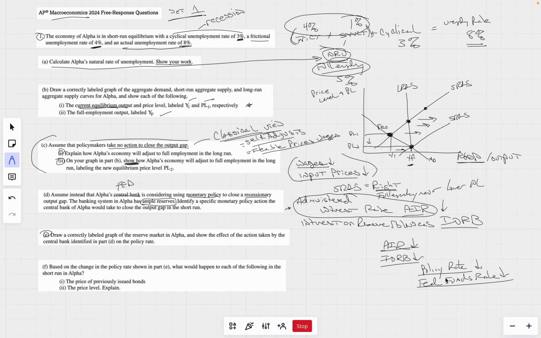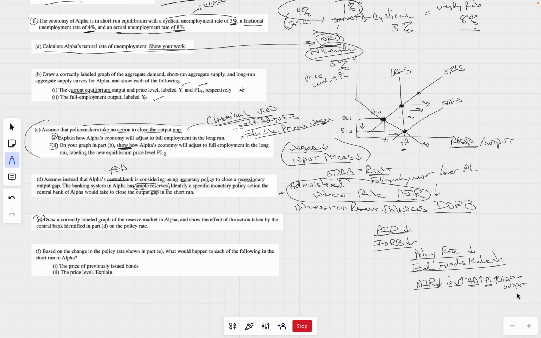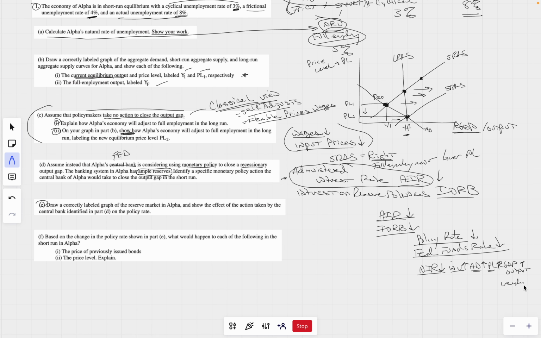If any of these happen, that's going to drive down nominal interest rates. Now, nominal interest rates goes back to what's going on with the economy. Once I know nominal interest rates are going down, in essence, if any of these go down, this happens. Now we're going to start thinking about investment. If interest rates are low, there's going to be more investment. More investment means more aggregate demand. More aggregate demand means a higher price level, which means if aggregate demand increases, real GDP goes up. If real GDP goes up, output goes up. And if output goes up, unemployment is going to go down.